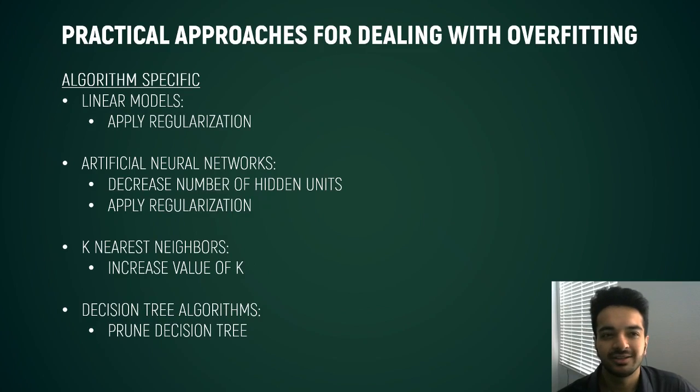Now let's go over algorithm-specific ways to deal with overfitting. If you're building linear models, you could apply regularization, as we discussed earlier. The same can be done for artificial neural nets. You could apply regularization, and another thing you could do is decrease the number of hidden units in your neural net. If you're doing k nearest neighbors, you could increase the value of k. If you're using a value of k as 1 or 2, you might end up capturing noise as you're looking at only the nearest 1 or 2 neighbors. If you increase the scope of the neighbors, you might end up generalizing better.